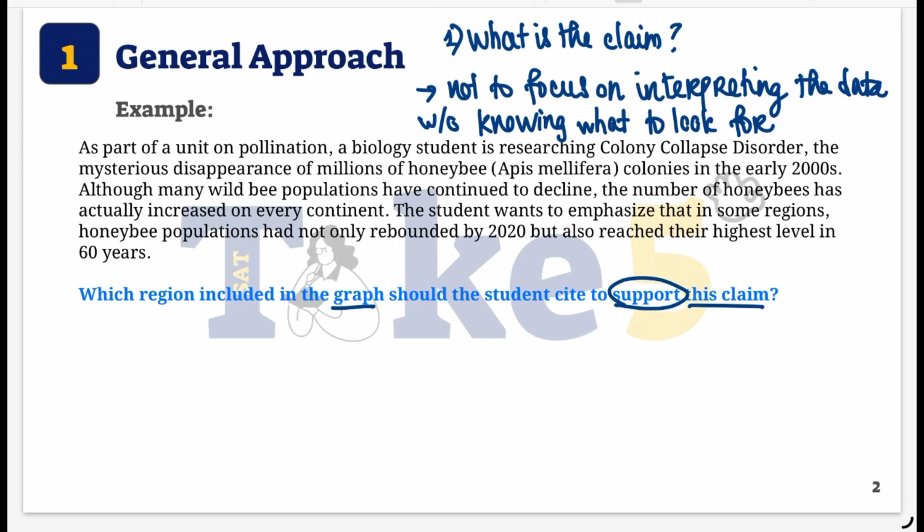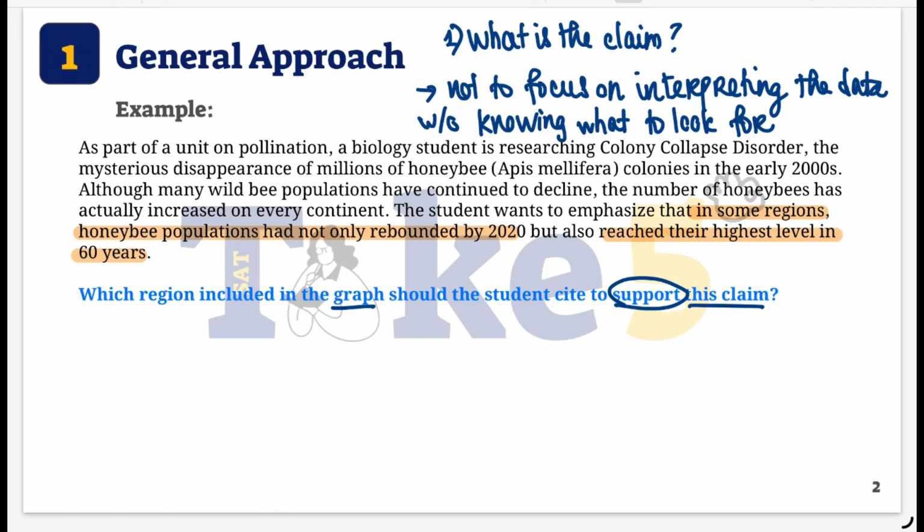We first need to know what the student's claim is. By this time, you should be comfortable quickly scanning to spot the location of this claim without being too caught up with other details. We can see it in the last sentence: in some regions, honeybee populations had not only rebounded by 2020, but also reached their highest level in 60 years.